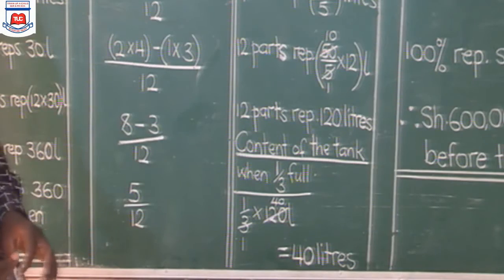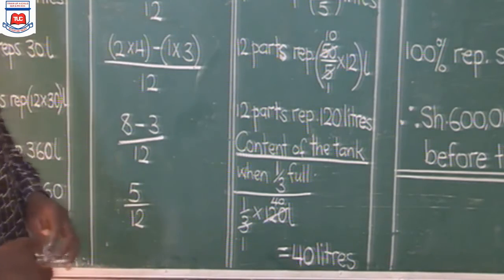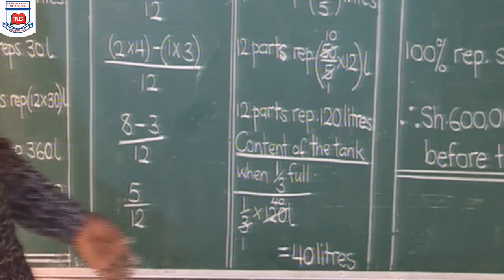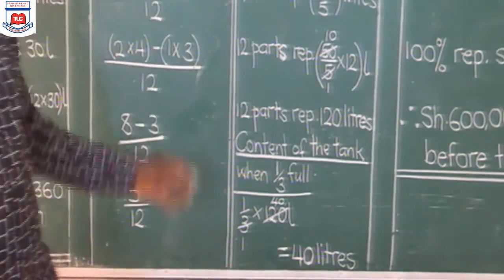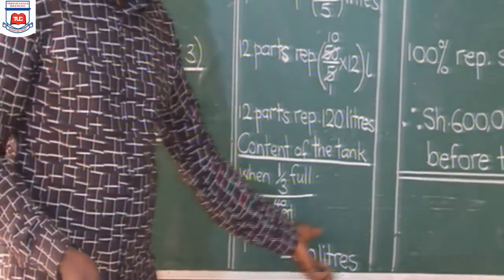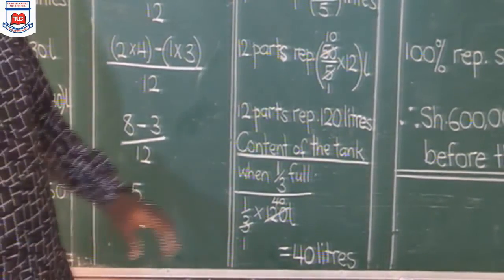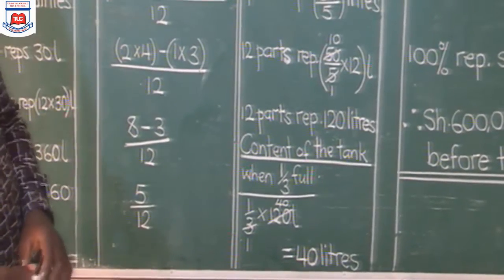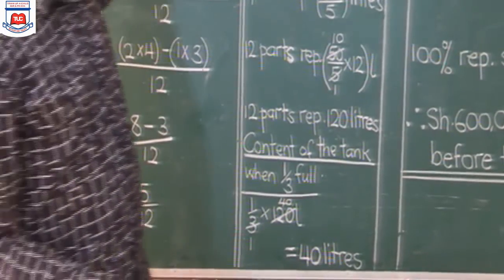Remember, if the question were to ask for the fully filled tank with this petrol, it would take in 120 liters. But now, a third of it is a third times 120 liters, to get a 40-liter amount of petrol. So that's how this example number 2 must be answered.